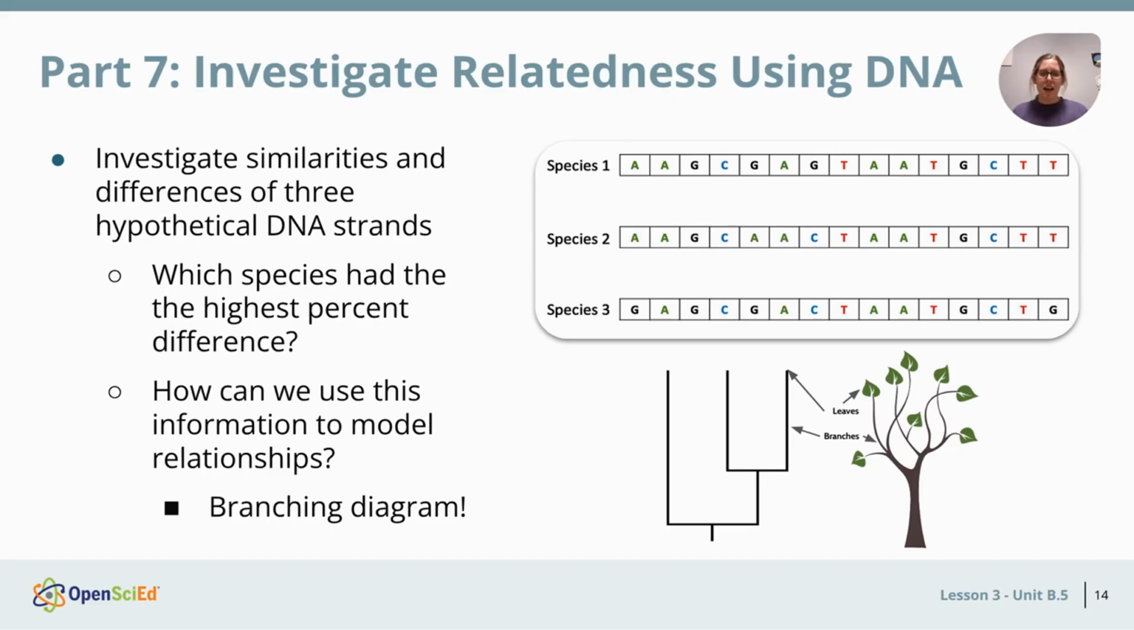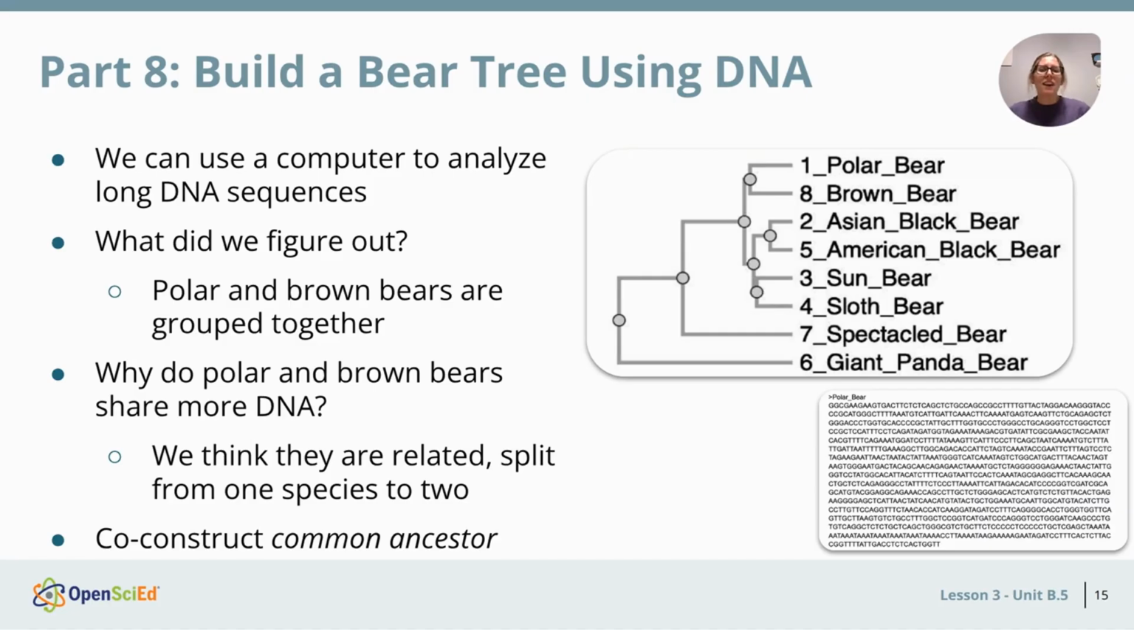And a lot of the times, students will draw back to some previous knowledge and they'll be like, oh, branching diagrams. And then we'll sort of model what that could look like for these 3 fictional species. All right, part 8. So now that we've looked at some sample DNA for 3 different species, now we're going to be looking at bear DNA.